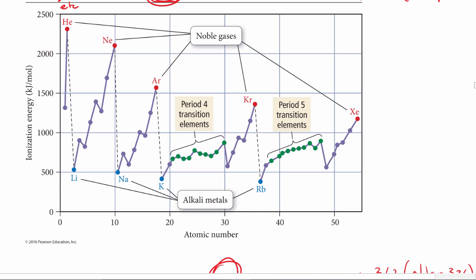When I say the trends, it's not that everyone follows the rule. You want to look for most of them following the rule. Again, what are the trends as you go down within a group? The trend as you go across from left to right. And see if you can explain it.